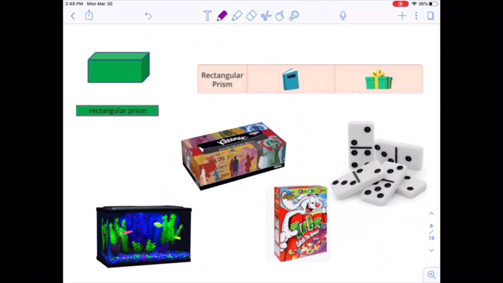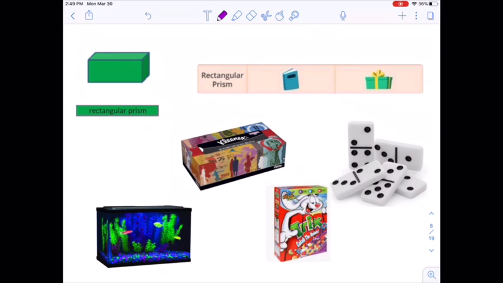The other 3D shape that you're going to learn about in first grade is called a rectangular prism. And let's look at why. On a rectangular prism, all of the sides are rectangles. Notice some examples that I gave you here. A Kleenex box, a box of cereal, dominoes, a book, a present, and an aquarium are all rectangular prisms.